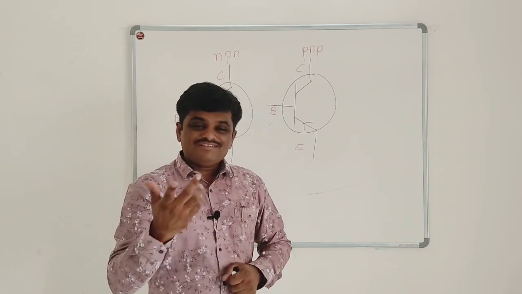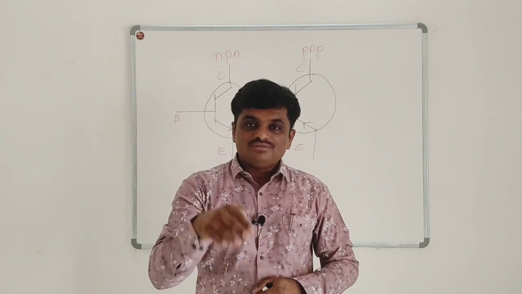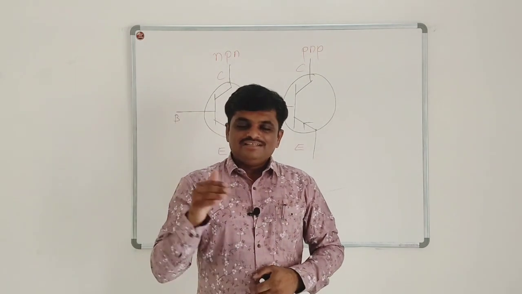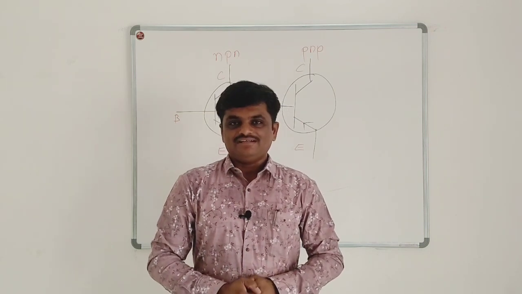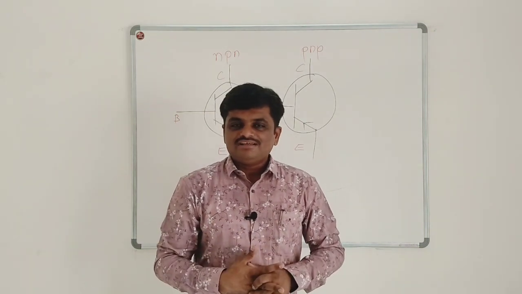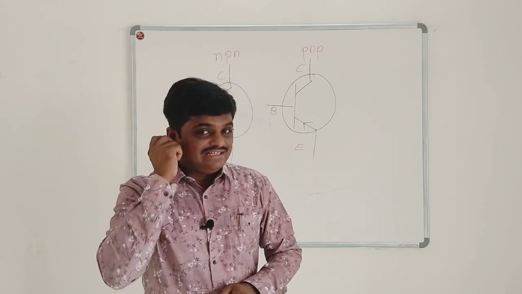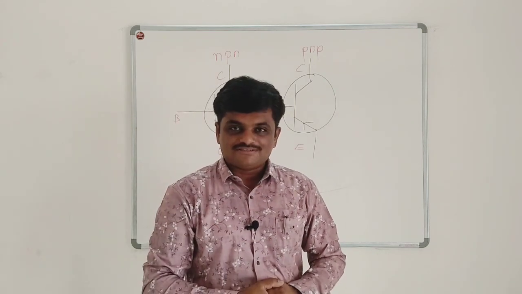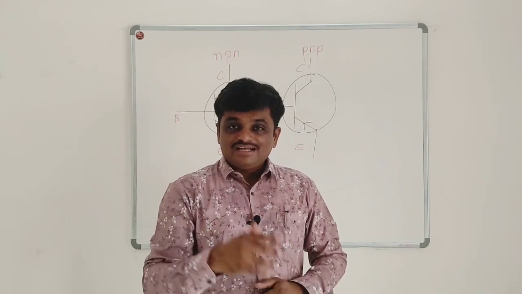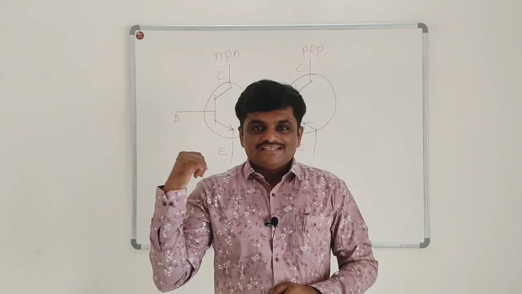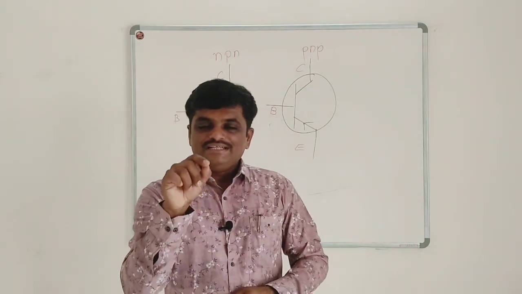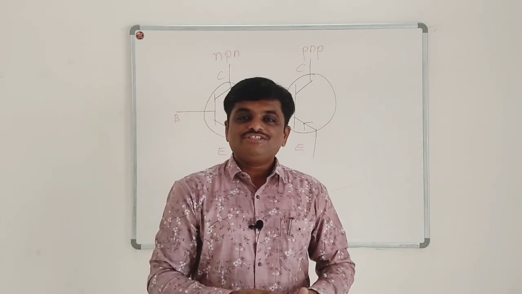And here, what is the significance of the arrow? The direction of the arrow indicates the direction of conventional emitter current. Now, what is conventional current? We know that conventional current is opposite to the flow of electrons. So it is known as the conventional current. And in a transistor, this arrow indicates the direction of conventional emitter current.